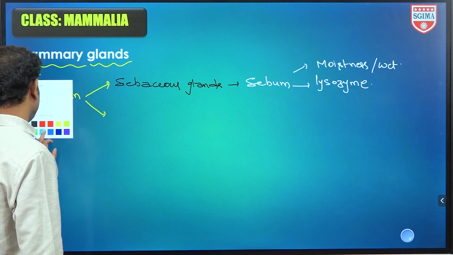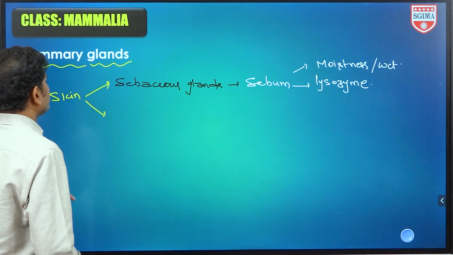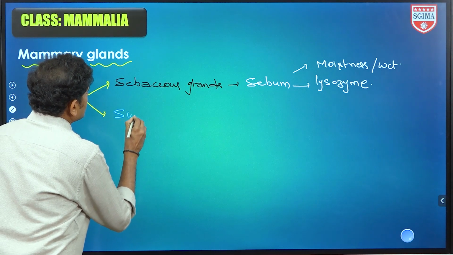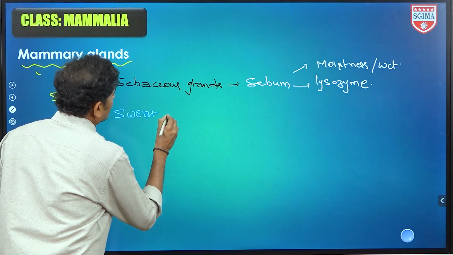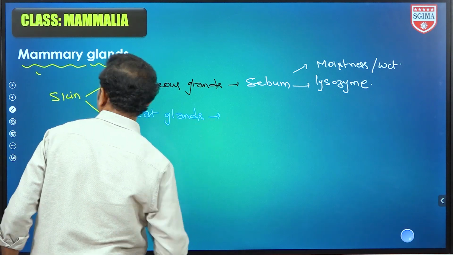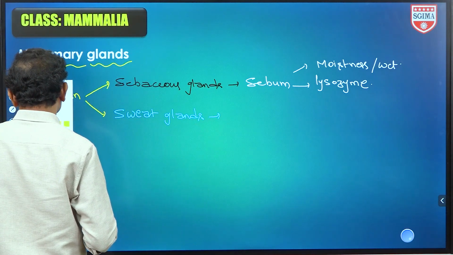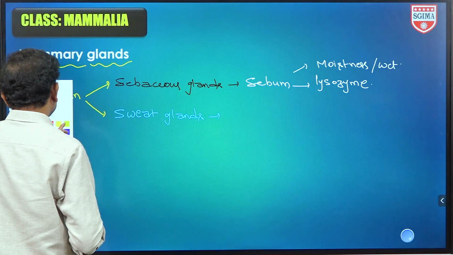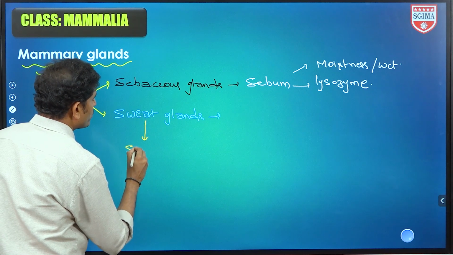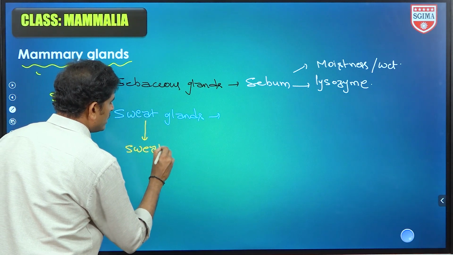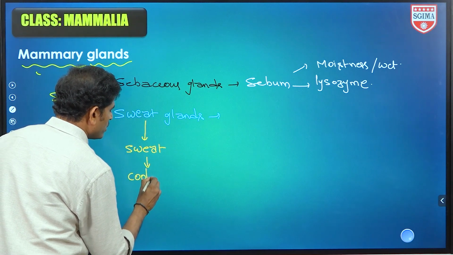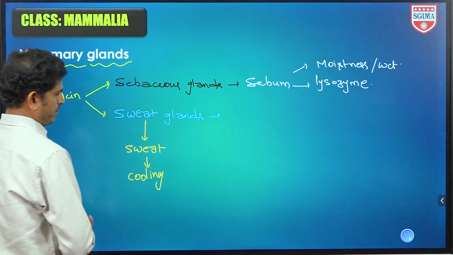And the next one is there. This is sweat glands. Sweat glands are going to be modified. Actually, what is the function of sweat glands? Sweat glands release the fluid known as sweat. What is its main function? Cooling effect to regulate the body temperature.